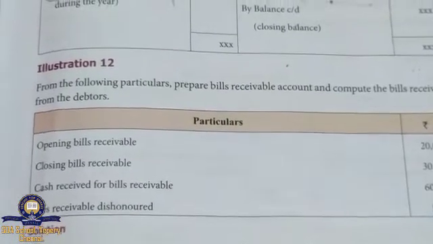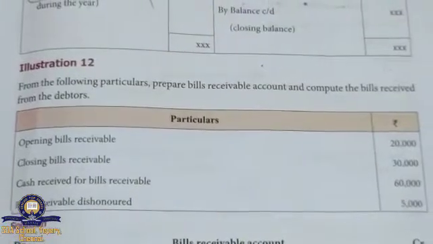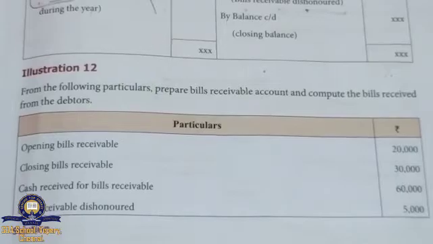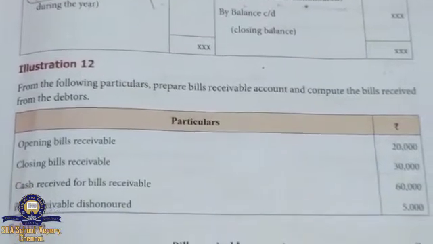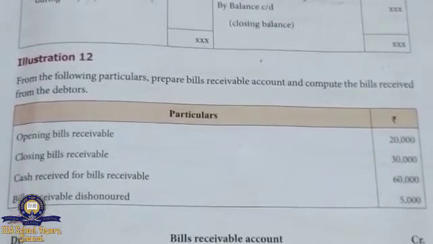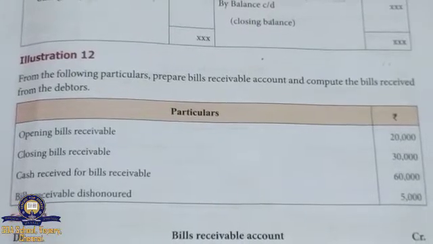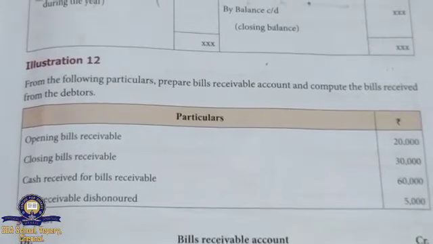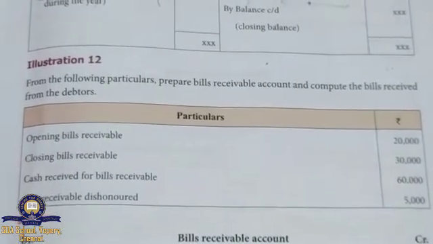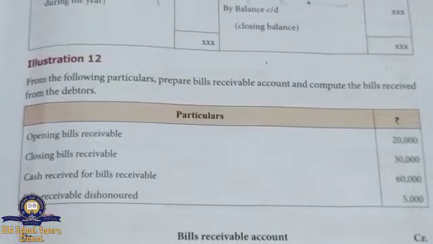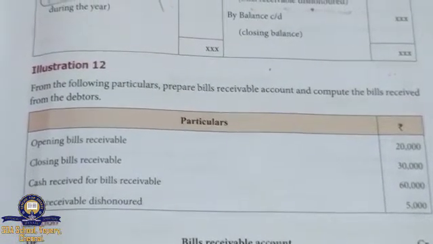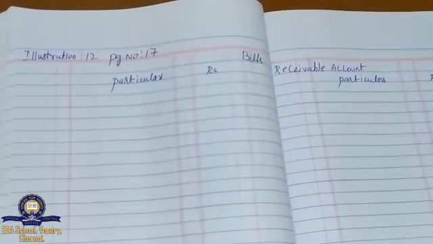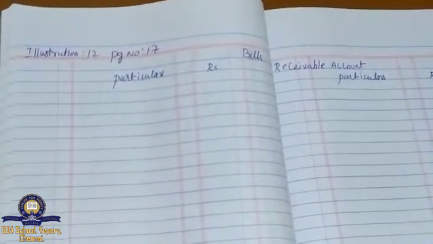Take page number 17, illustration 12. From the following particulars, prepare bills receivable account and compute the bills received from the debtor. Opening bills receivable 20,000, closing bills receivable 30,000, cash received for bills receivable 60,000, bills receivable dishonor 5,000. So now we are going to find out the bills receivable account. So we are going to solve the problem, illustration 12, page number 17.